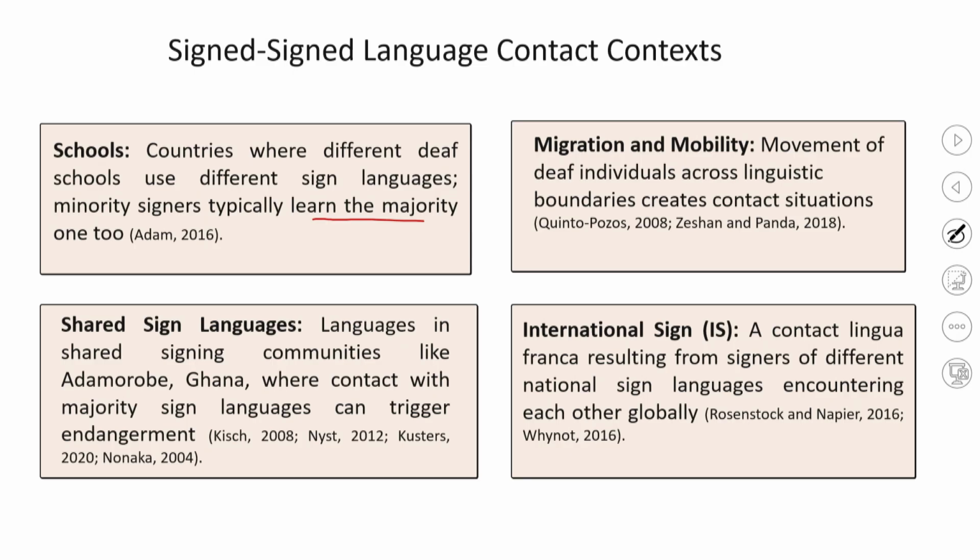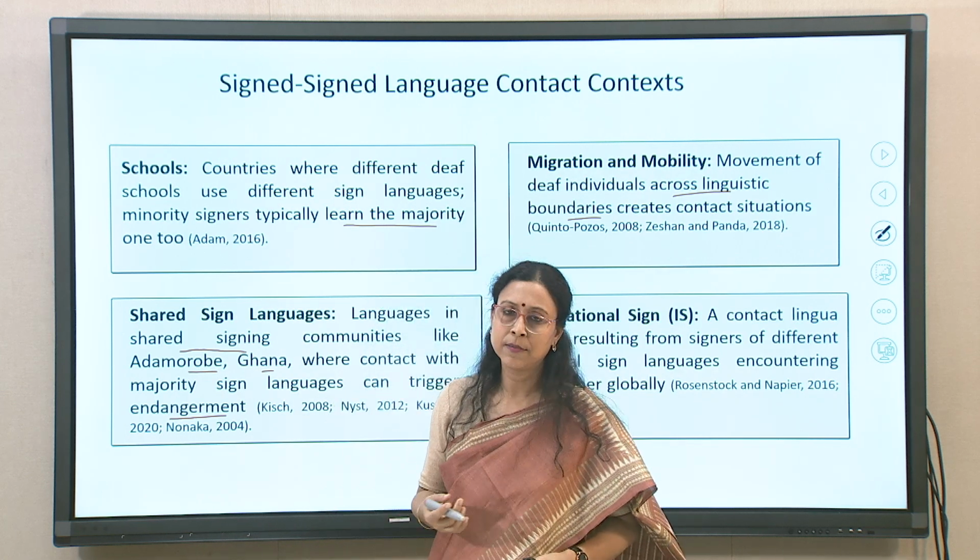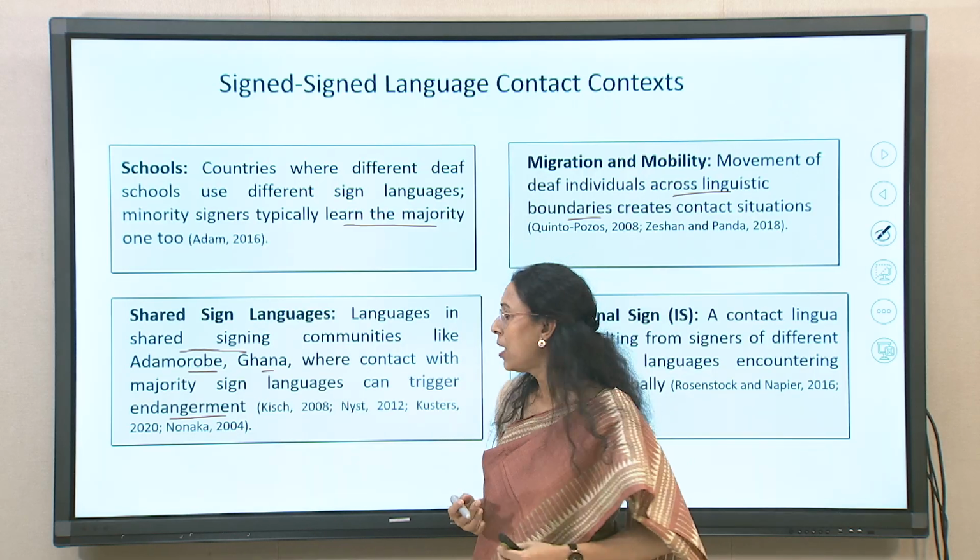Then migration and mobility, movement of deaf individuals across linguistic boundaries. So, if somebody moves from Mexico to US, so Mexican sign language and then they will learn American sign language, and that is one possible scenario. So, that kind of a scenario will be considered within the migration or mobility. Shared sign languages, languages in shared signing communities, like various communities in Ghana, where contact with majority sign languages can trigger endangerment as well. Again, you can see the similarity with spoken languages. So, sometimes the minority languages or smaller groups will face endangerment.